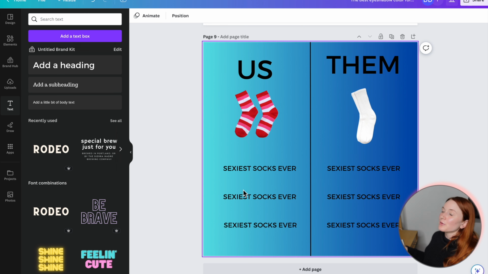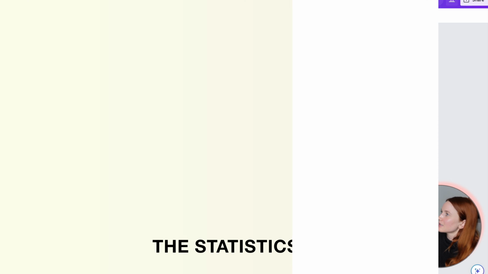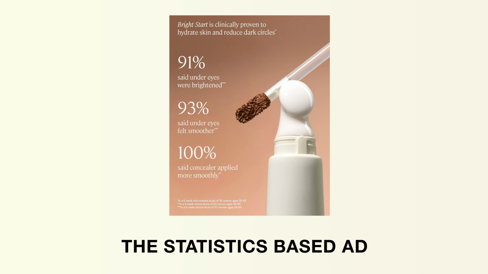But honestly, the really big thing that's gonna make this work is what you have for us versus what you have with them. So keep that in mind. Number 3 is the statistics-based ad.